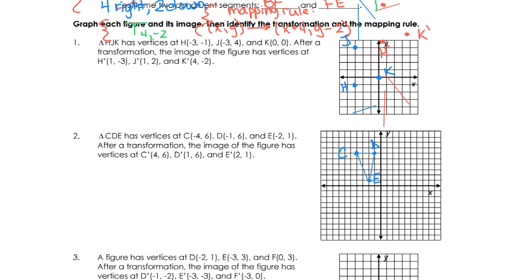Okay, and then it's going to tell me where our new triangle is. So it says after transformation, the image of the figure has vertices at C prime, which is at +4, +6. That's C prime. D prime is at +1, +6. And E prime is at +2, +1. We'll go ahead and connect with our straight lines.